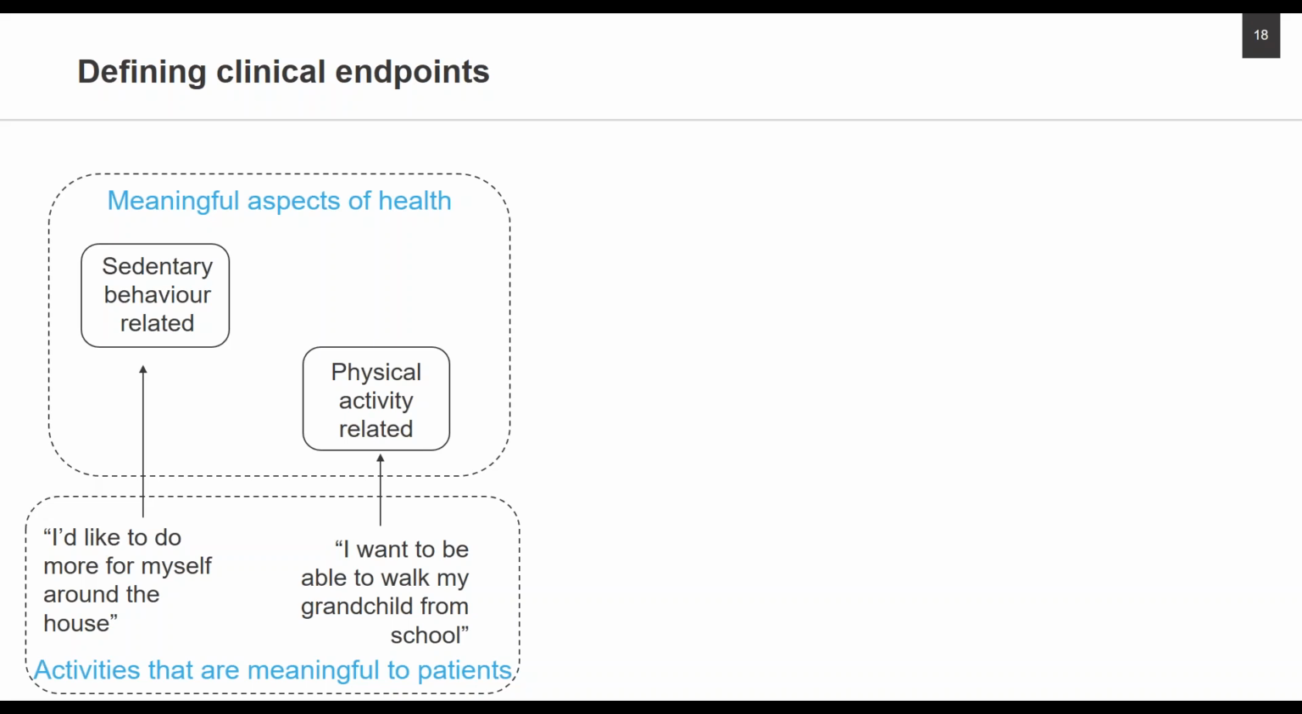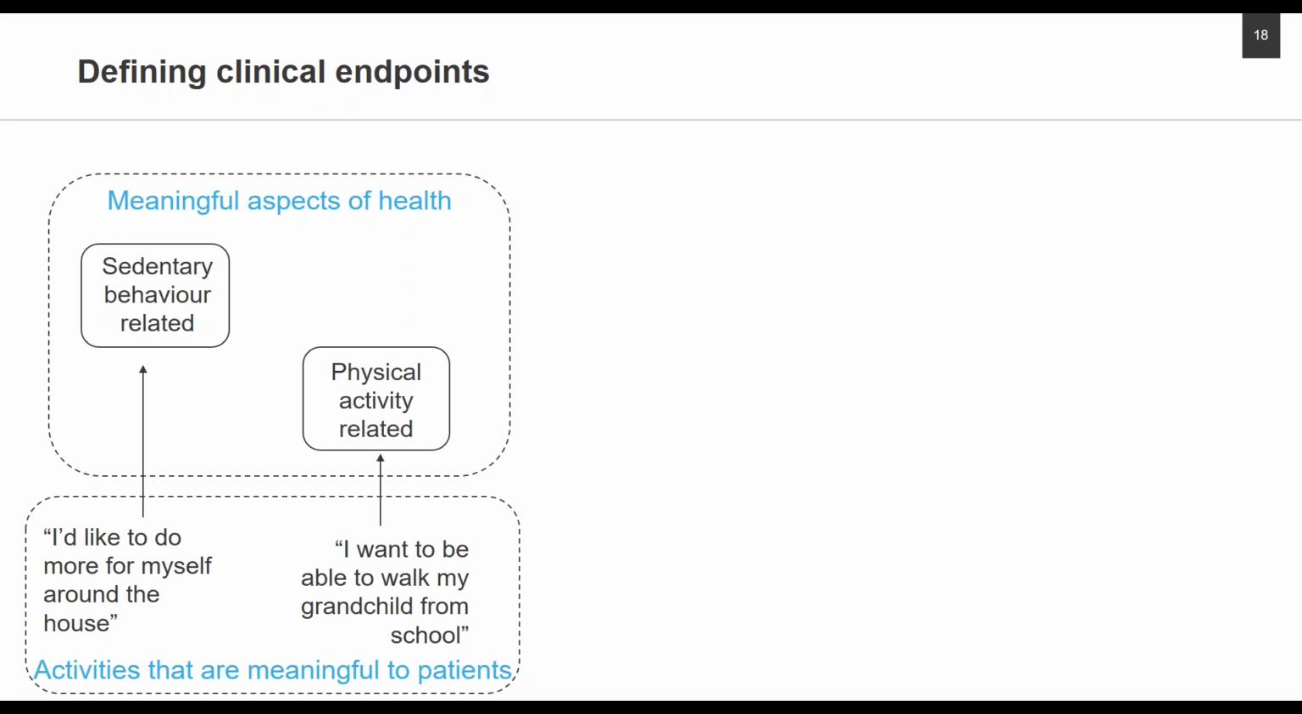So if we go back to COPD as an example, a patient might say, "I want to be able to walk my grandchild to and from school." That would be something that was meaningful to me in terms of activity. Or they might say, "I want to do more around the house." And both of those have different aspects of health that we're looking at. Perhaps one's physical activity related, the other might be more around sedentary behavior.